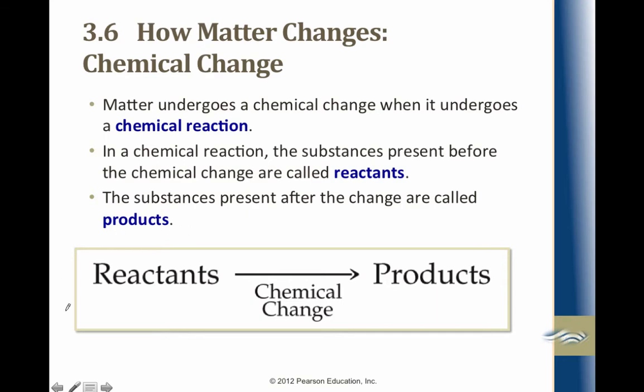This is a really important box right here. Reactants are the materials that go in on the left, and products form on the right. In between, we have a chemical change that has occurred. This whole box is called a chemical reaction equation.